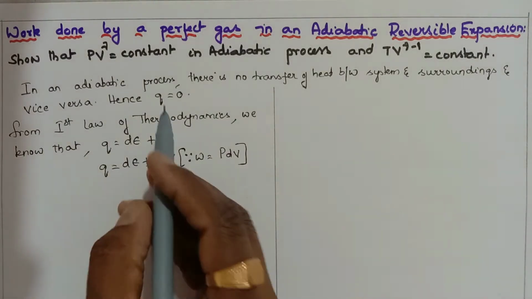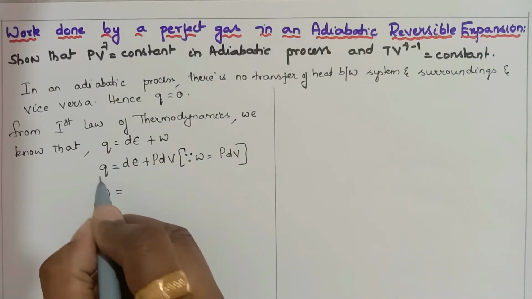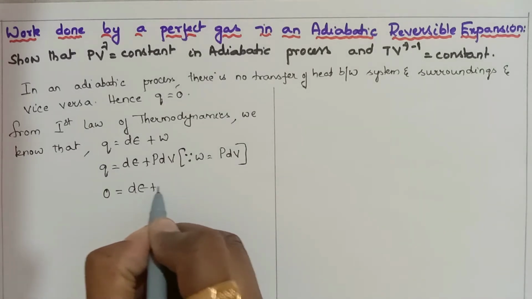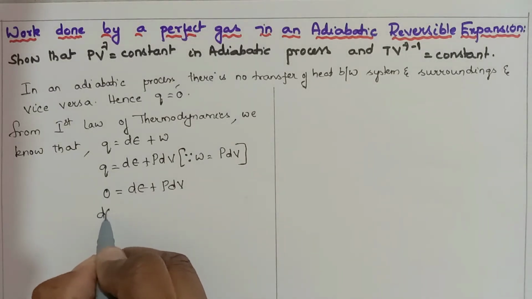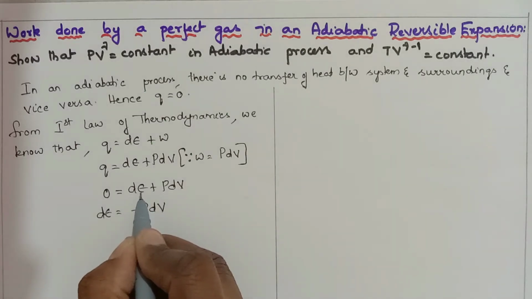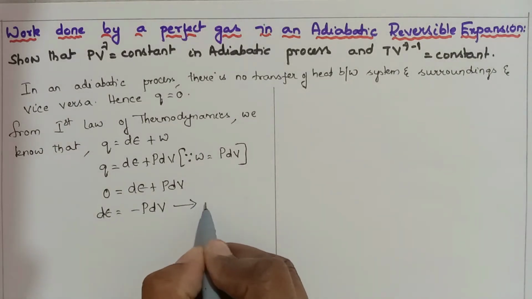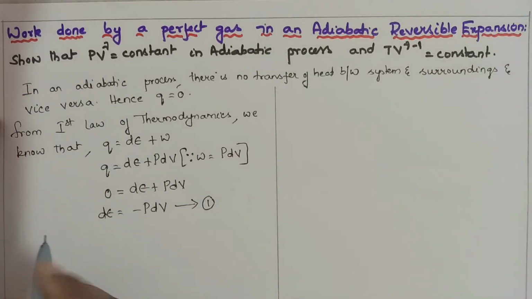Now, we know that Q is equal to 0 in an adiabatic process. So, I am writing in the place of Q as 0. So, dE plus PdV, from which we get that dE is equal to minus PdV. So dE will be equal to 0 minus PdV, which is nothing but minus PdV, students. So mark this as equation number 1. Understood?